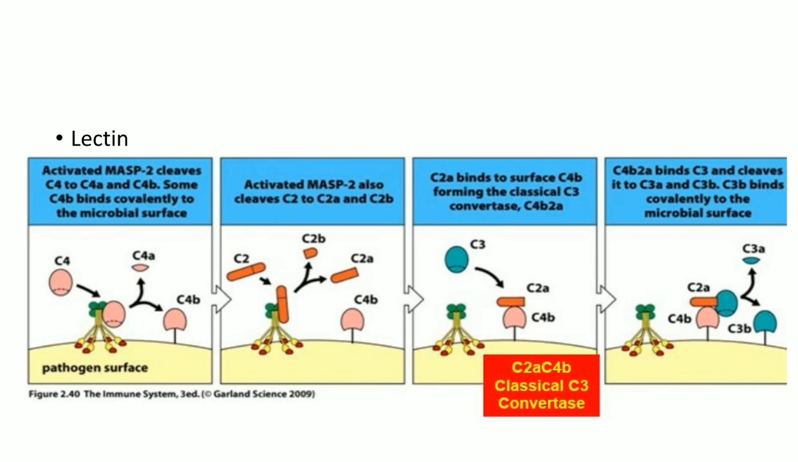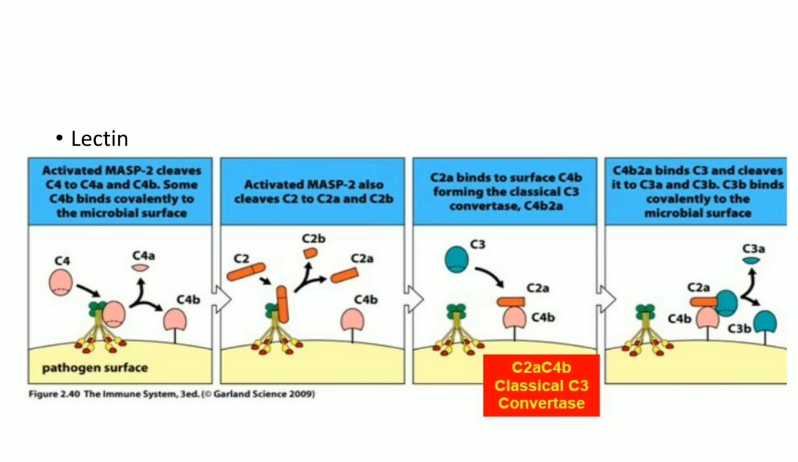The lectin pathway actually begins with mannose binding lectin. Mannose binding lectin will bind to the carbohydrate present on the cell wall of the antigen. So here also the antibody is not involved, and the first complement to be activated is C4. In the classical pathway it was C1, in the alternate pathway it was C3, and in this lectin pathway it is C4, and the remaining is similar to that of the classical pathway.